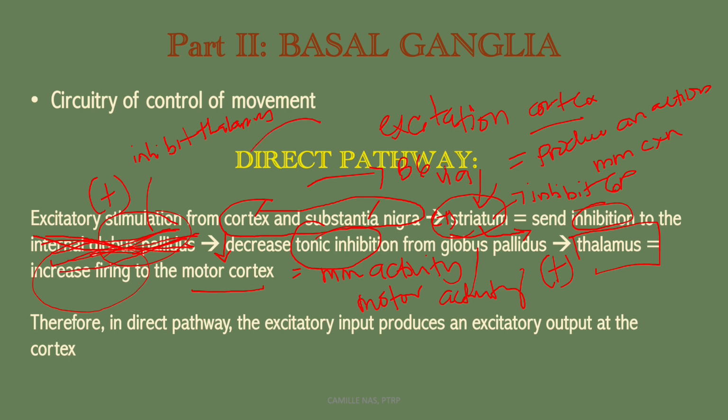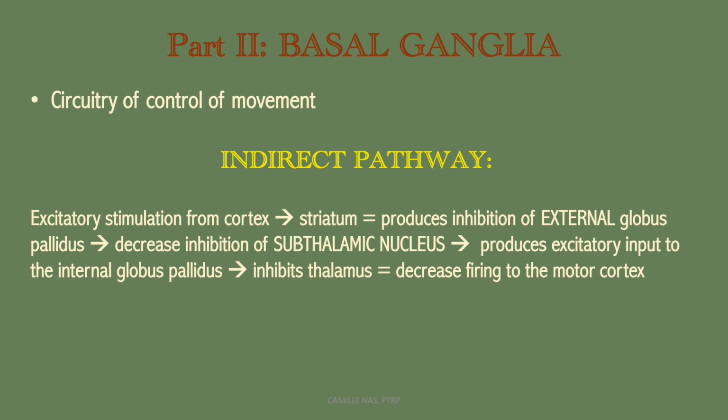So, basically, your direct pathway will receive excitatory input and will produce excitatory output, causing now muscle movement. Okay, or contraction. Okay, so that is for your direct pathway. Now, let's move on with the indirect pathway.